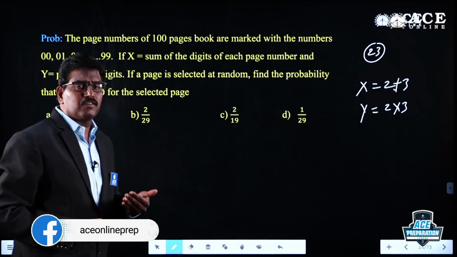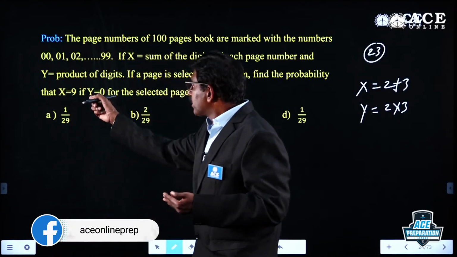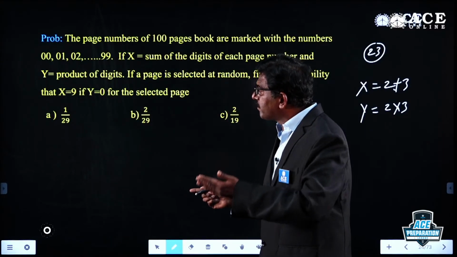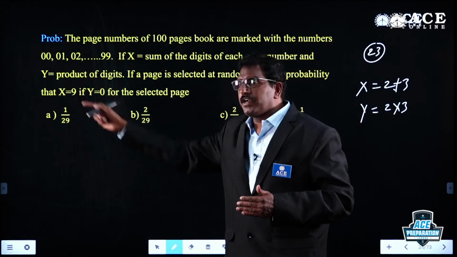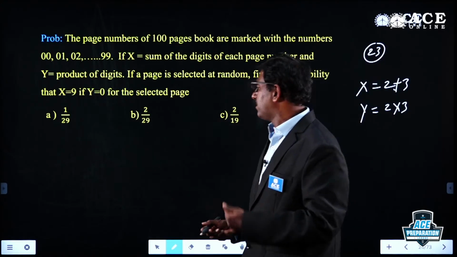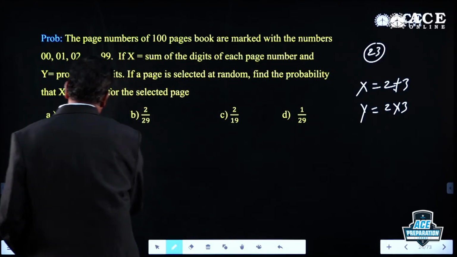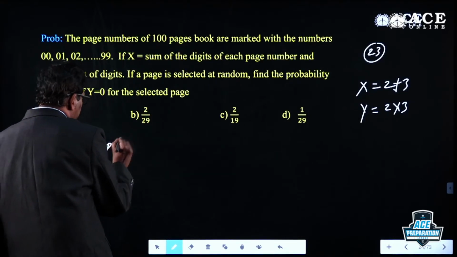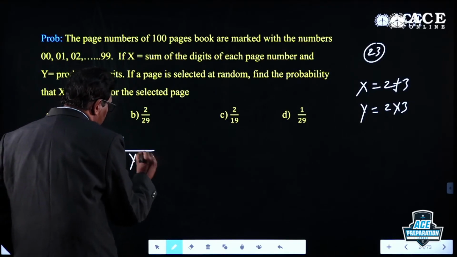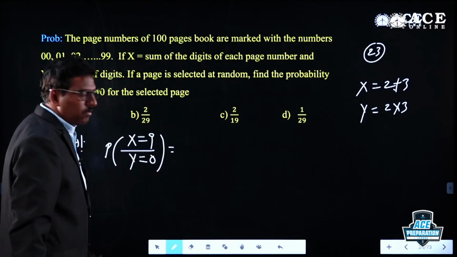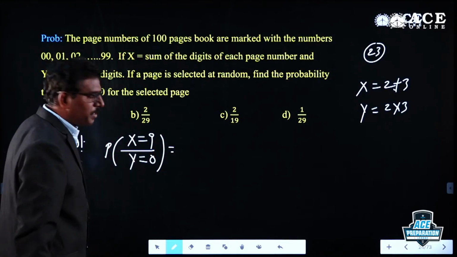If Y is 0, how to understand? If the product of the digits on the page is already 0, find the probability that the sum is 9. The product is already 0, an already occurred event. So what is the solution here? It is conditional probability, as the condition is given. P of Y is equal to 0, sum is 9, X is equal to 9. This is in the form P of A by B.